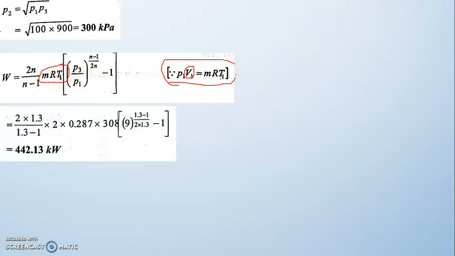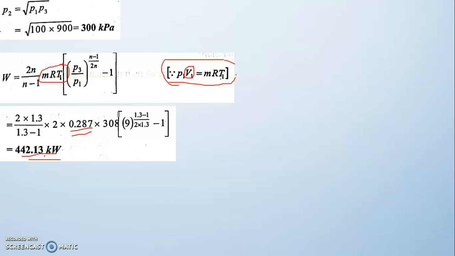So we will be writing the equation for work done, and the work done can be obtained as 442 kilowatt. If we are substituting the value of R, the gas constant, in kilojoule, we will obtain the value in kilowatt. They have substituted 0.287, normally it will be 0.287 kilojoule per kg K. So we will be obtaining the value in kilowatt. If we are substituting the values in joule, that is 287, then we will obtain the value in watts.